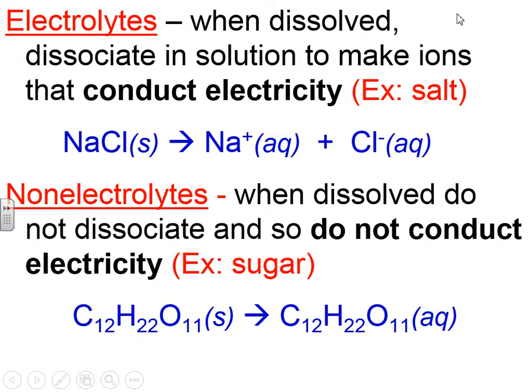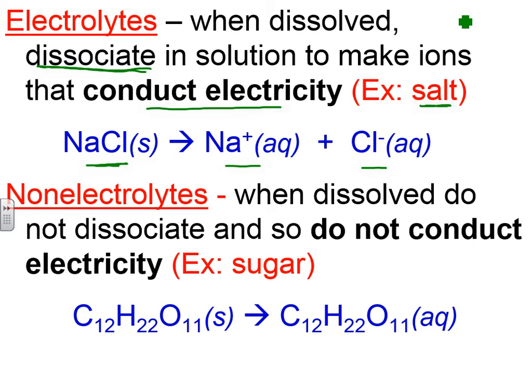Okay, let's define electrolytes and non-electrolytes, and this is referring to solutions. An electrolyte, when dissolved, dissociates, which means it breaks apart in solution to make ions, and then it conducts electricity. A famous example is salt. Because salt is made of ions, sodium chloride, it will conduct electricity. So here is salt dissociating, breaking apart into sodium ion and chloride ion.